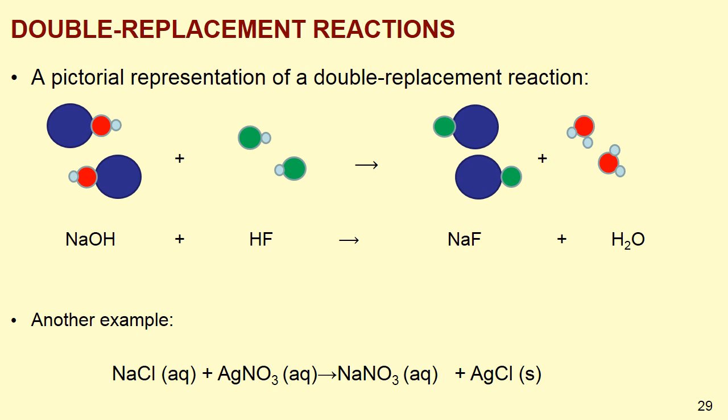All right, here's a pictorial representation of a double replacement reaction. So NaOH, the OH stays together, but the H from the HF combines with the OH, and the Na and the F combine, and so we have a double replacement.